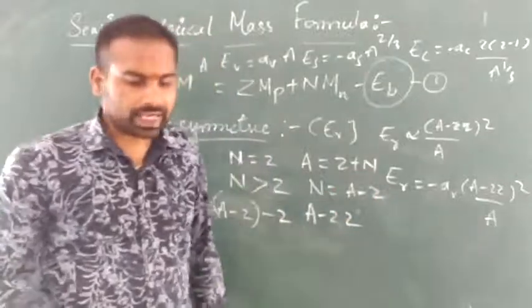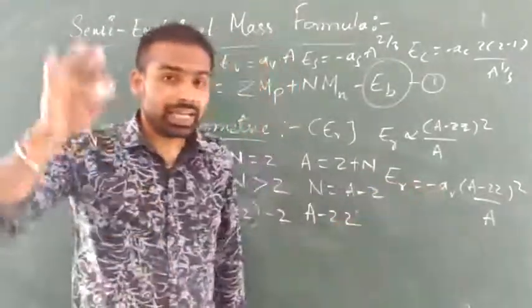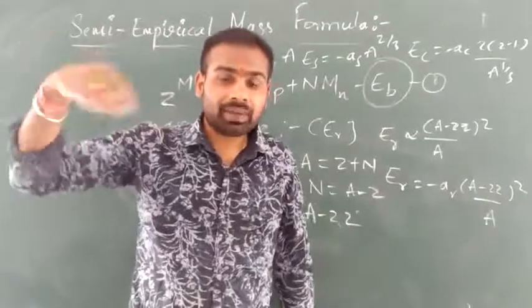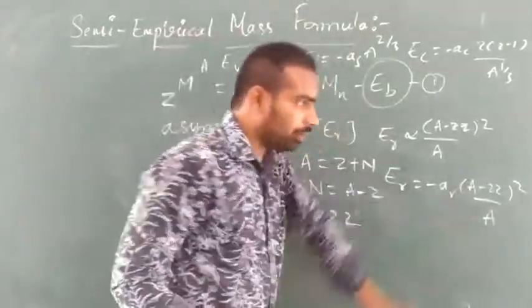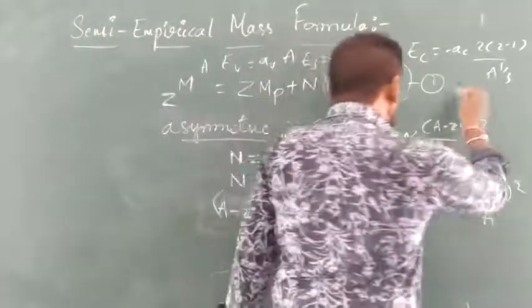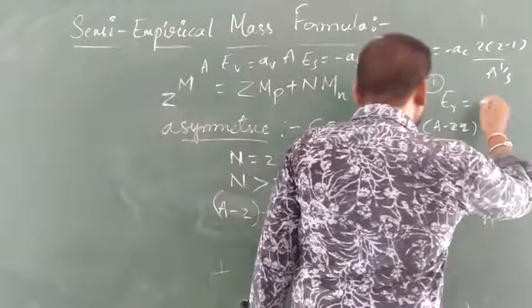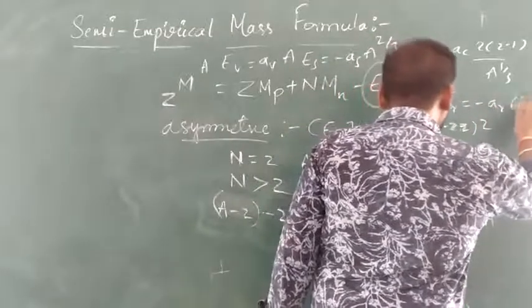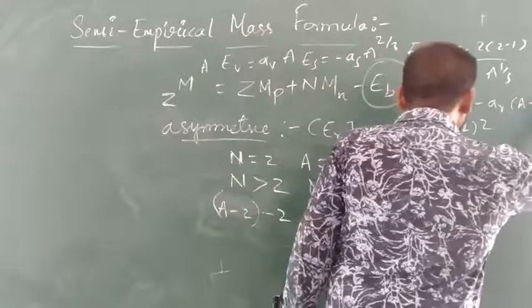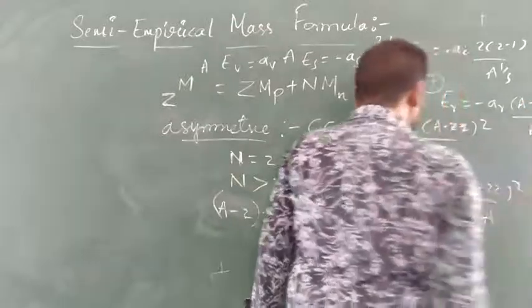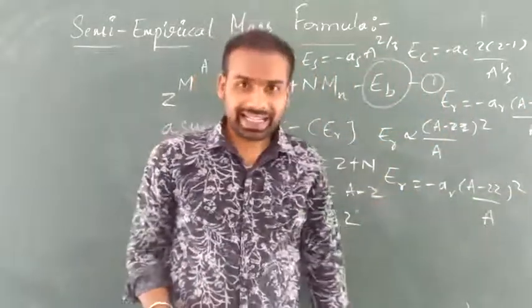ER is equal to minus AR because of the negative sign. Here the binding energy decreases as mass number increases. That's why it is inversely proportional to A. That value is given here: ER is equal to minus AR (A minus 2Z) whole square by A. This is the asymmetric energy term.